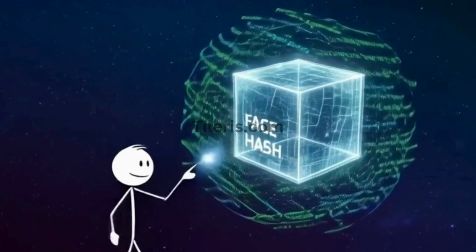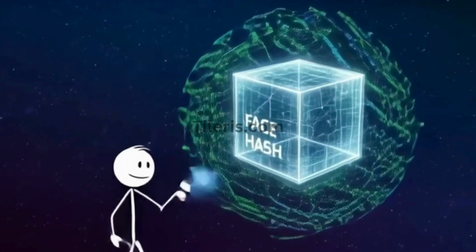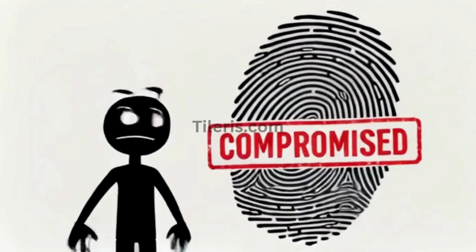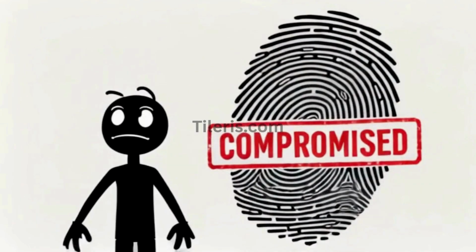They don't get your face, but they get the unique, unchangeable hash that represents your face. If that template is stolen, you face the permanent risk of biometrics. You cannot reset your face. You cannot change your fingerprint. You are forced to use that same compromised key forever.